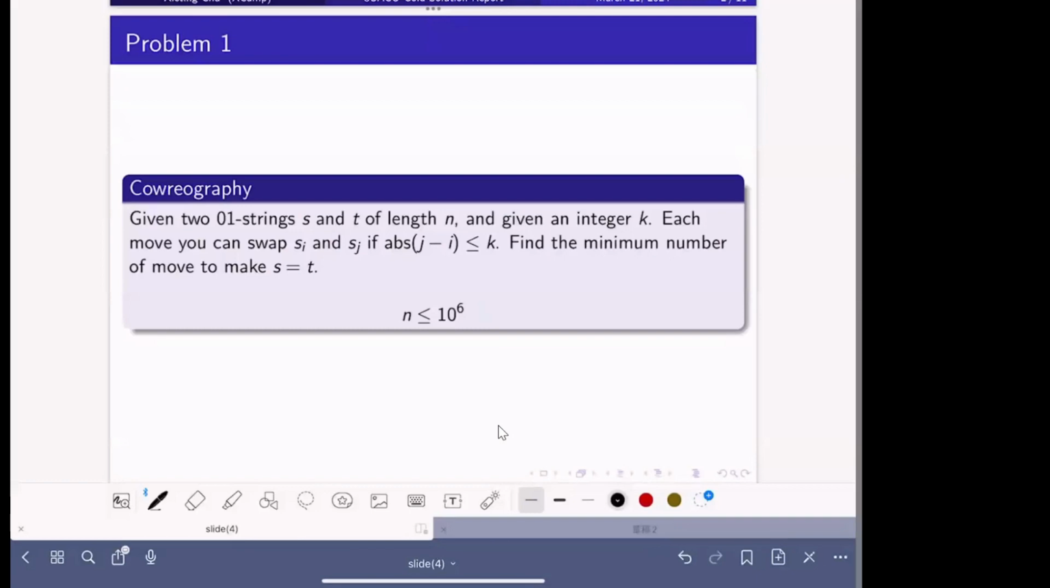For example, if S is 1, 1, 0, 0, 0, and T is 0, 0, 0, 1, 1, and k is equal to 2, you can get S to T in three swaps. The first swap is this, and then this.